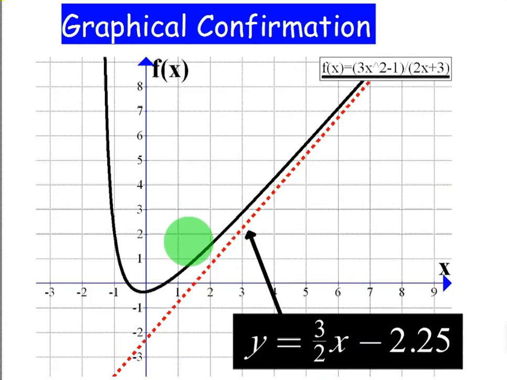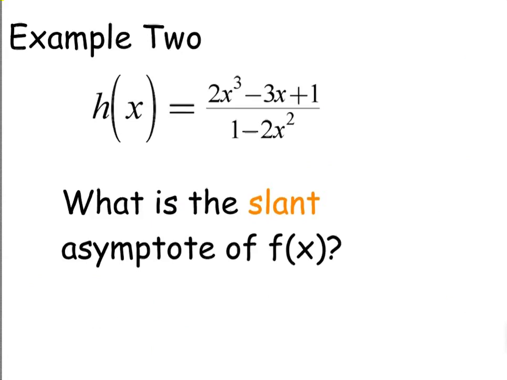Okay, one more example. We have h of x equals 2x cubed minus 3x plus 1 over 1 minus 2x squared. So this one has two missing powers. The top has a missing power, has no x squared. The bottom has a missing power. It has no 0x. And furthermore, the bottom is not in order from biggest to smallest power. So when we set up the division problem, we want to make sure it's in order too. So the negative 2x squared comes first.